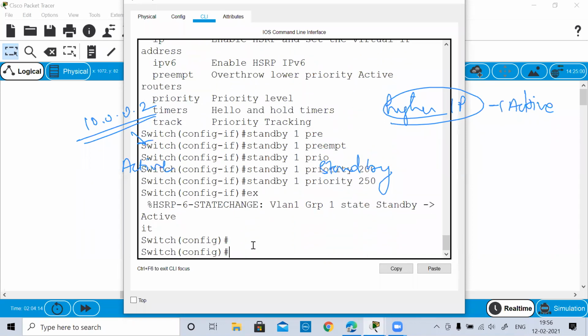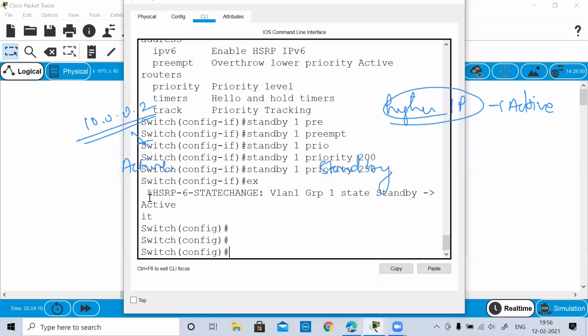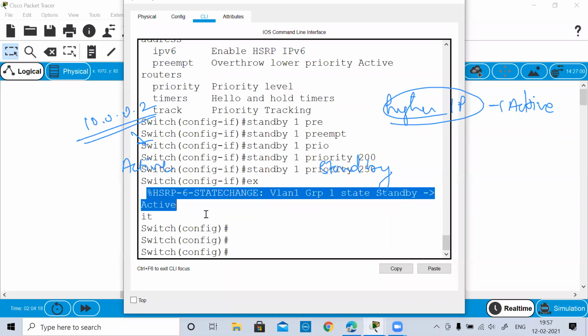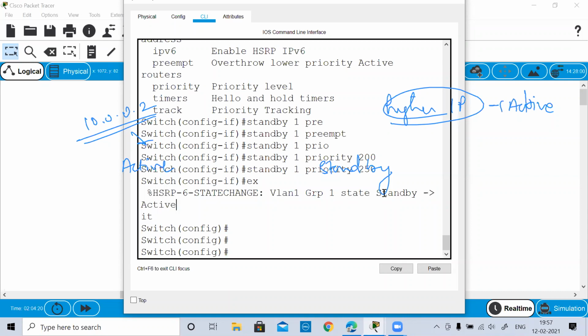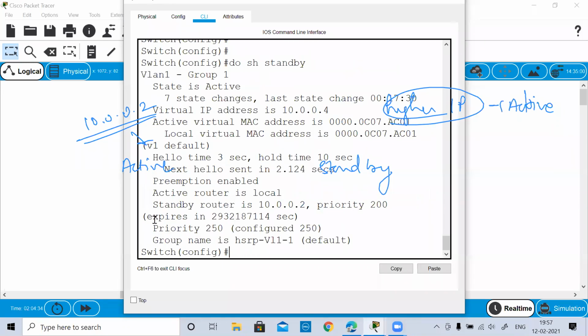And you see the standby is now active. The state is active now, from standby to active, because I changed the priority, and the priority effect came into picture only by enabling this. If you check again, the preemption is enabled now. Once you enable this, only then will the priority come into effect. Otherwise, it will not.